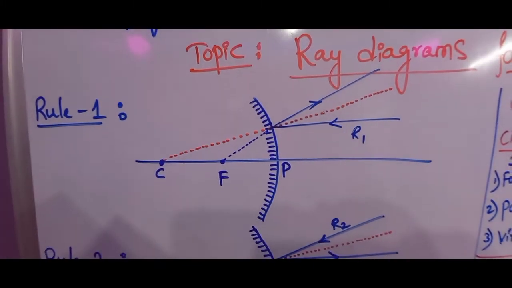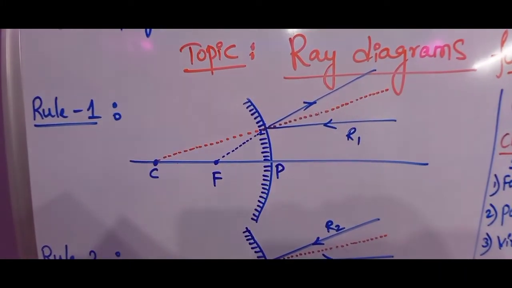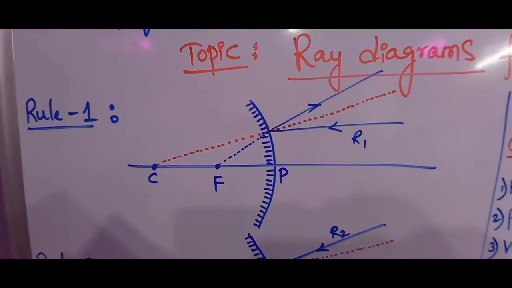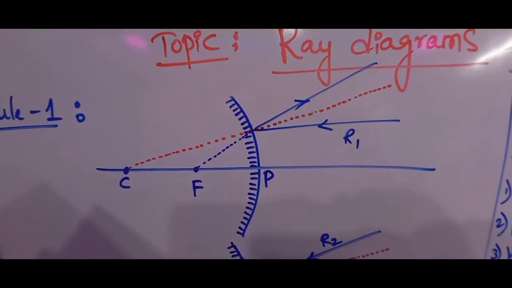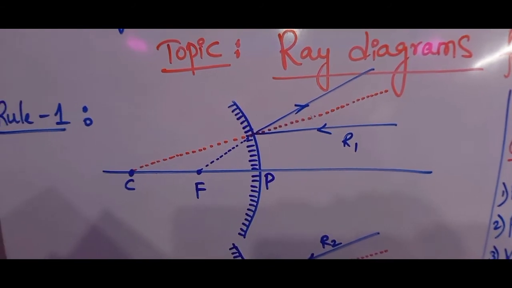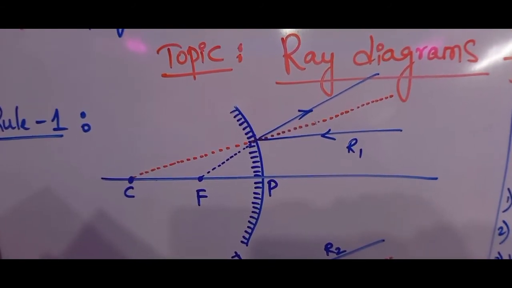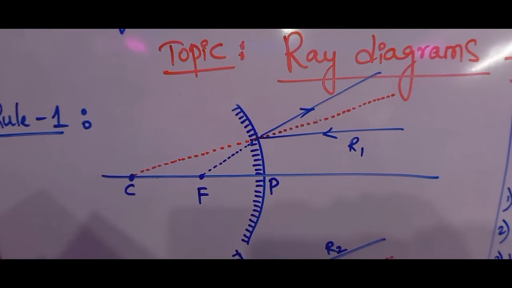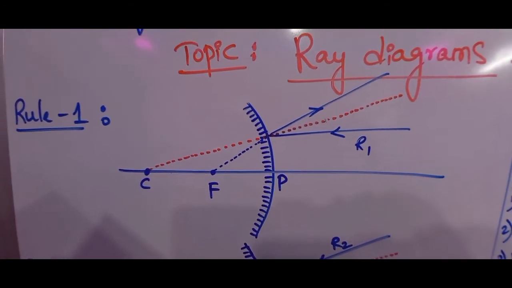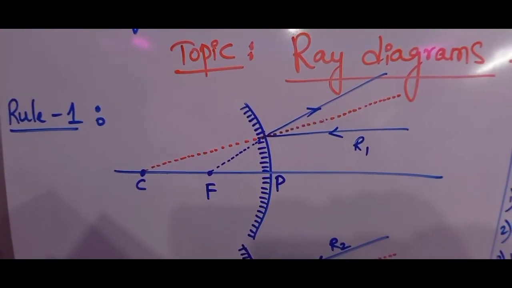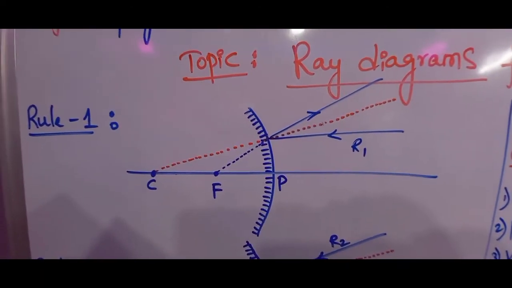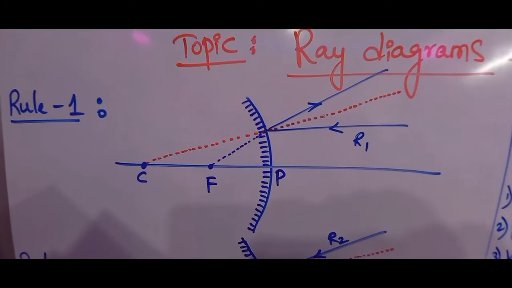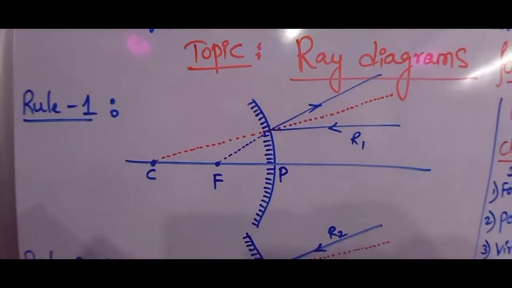See children, I have indicated R1 here. This R1 is the incident light ray which is coming parallel to the principal axis. When it touches the reflecting surface of the convex mirror, it reflects, and this reflected ray appears as if it is coming from the focal point if it is extended backwards. Okay children, so this is rule number 1.